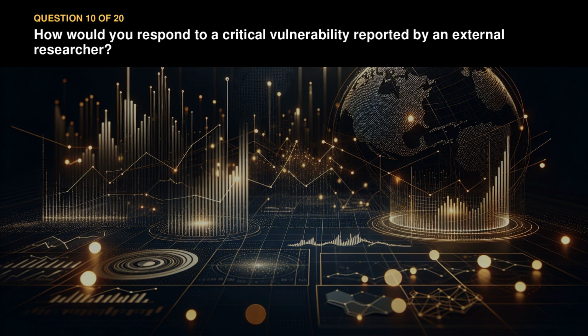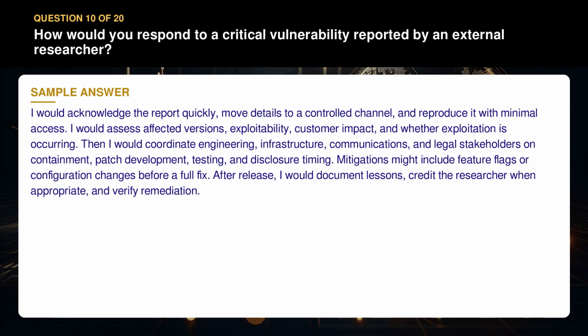Question 10. How would you respond to a critical vulnerability reported by an external researcher? I would acknowledge the report quickly, move details to a controlled channel, and reproduce it with minimal access. I would assess affected versions, exploitability, customer impact, and whether exploitation is occurring. Then I would coordinate engineering, infrastructure, communications, and legal stakeholders on containment, patch development, testing, and disclosure timing. Mitigations might include feature flags or configuration changes before a full fix. After release, I would document lessons, credit the researcher when appropriate, and verify remediation.